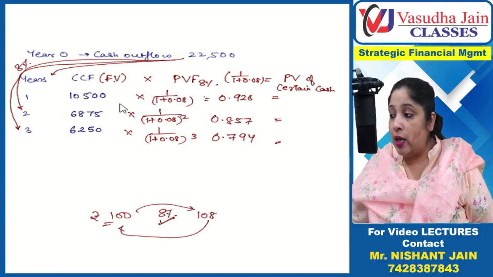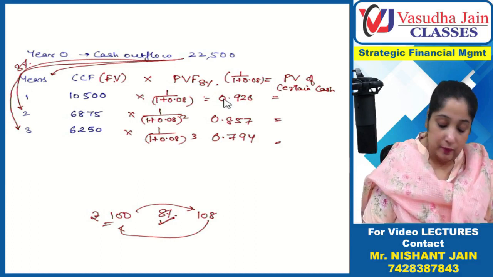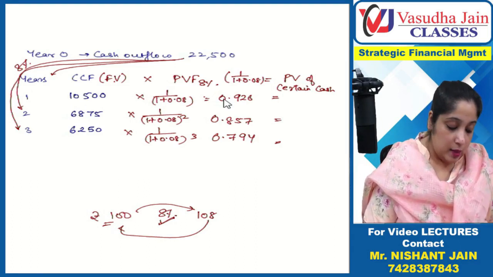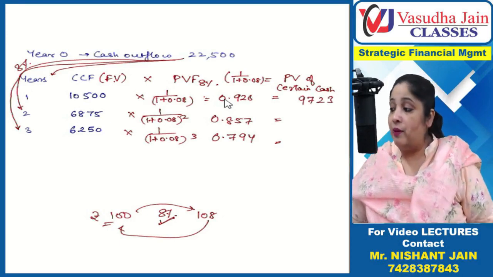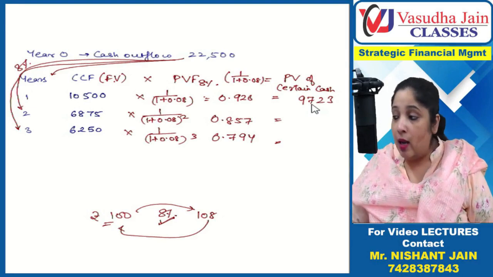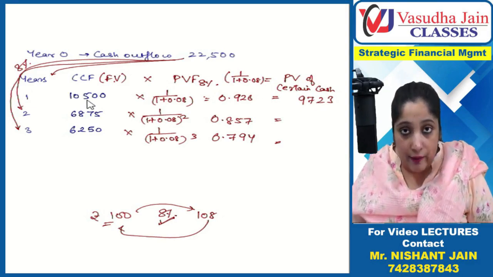So if 10,500 is multiplied with 0.926, we get 9723. What does this mean? That if you invest 9723 today, after 1 year at the rate of 8%, it will become 10,500.